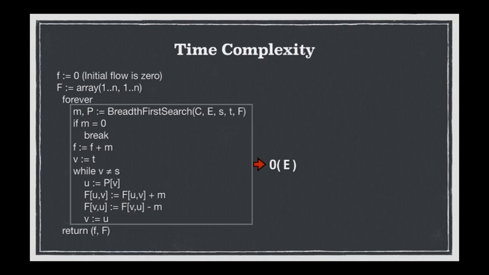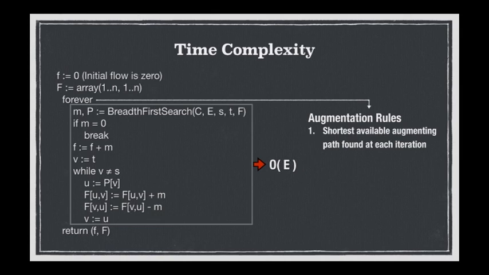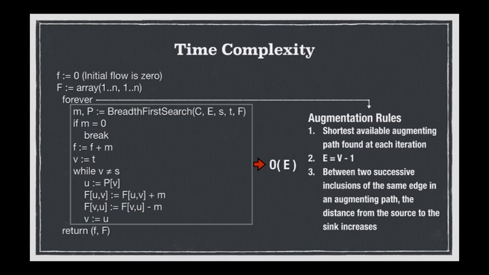Next, we need to find the maximum number of times that the algorithm will iterate. We assume 3 things based on our augmentation rules. Firstly, that the distance between the source and the sink in each augmenting path found will not decrease, as the algorithm finds and uses the shortest path at each step. Secondly, that the maximum number of edges in an augmenting path is V minus 1. And thirdly, that between 2 successive inclusions of the same edge in the augmenting path, the distance from the source to the sink must increase, and it has to happen at least every E plus 1 times.